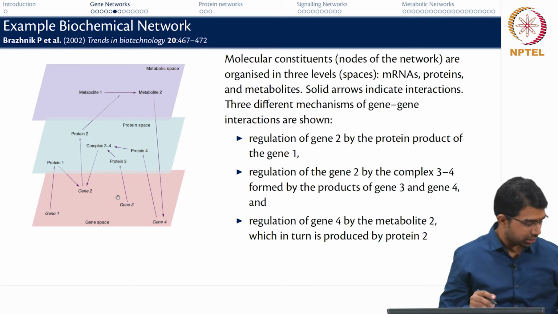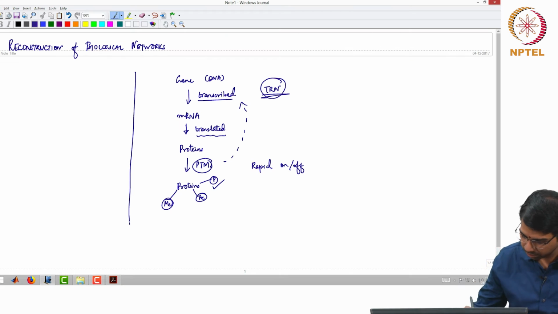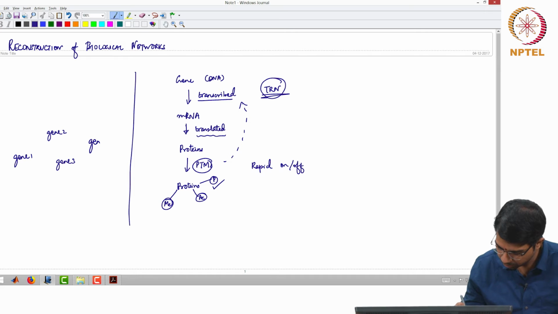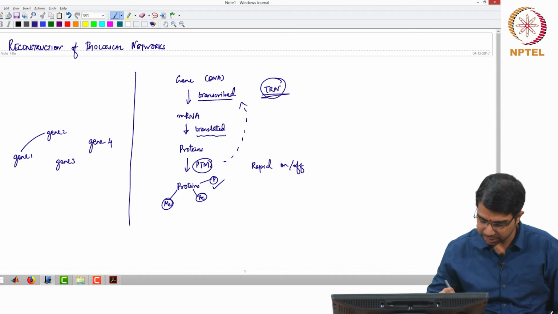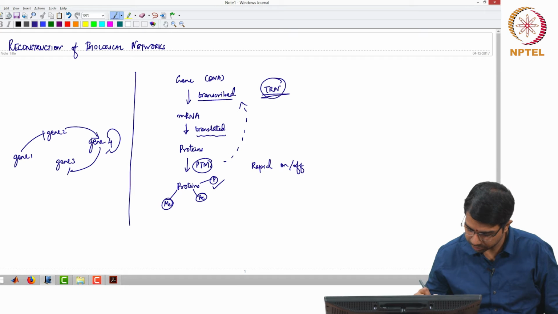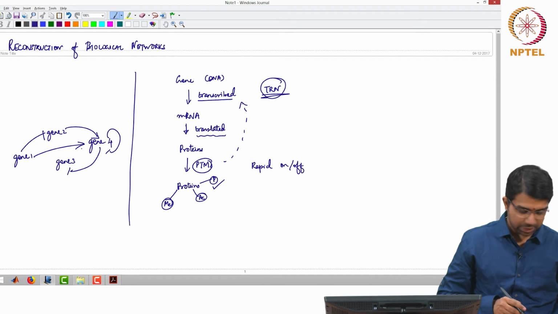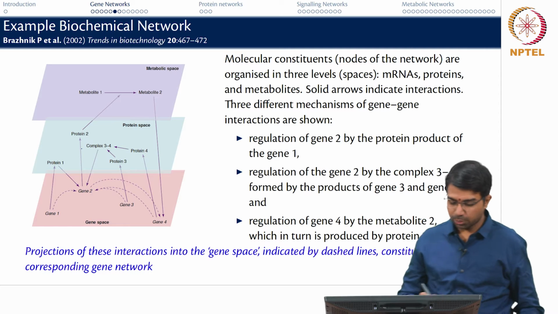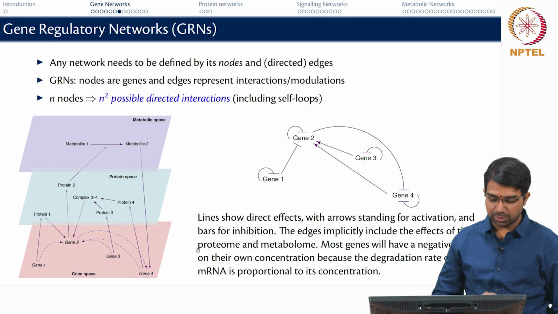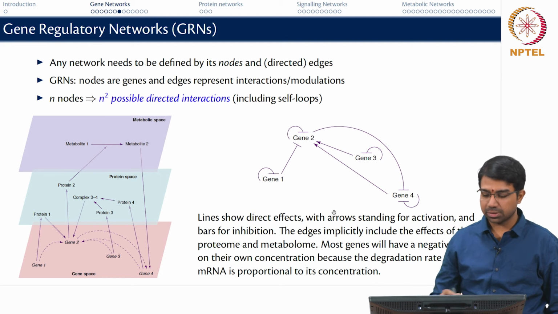You finally want to draw something like gene 1, gene 2, gene 3, gene 4, and you want to basically say something like this, something like this, something like this, and so on. What is it really? It looks like this. So, you project all these interactions to the gene space, which constitutes the corresponding gene network, which will look somewhat like this in this case, right.